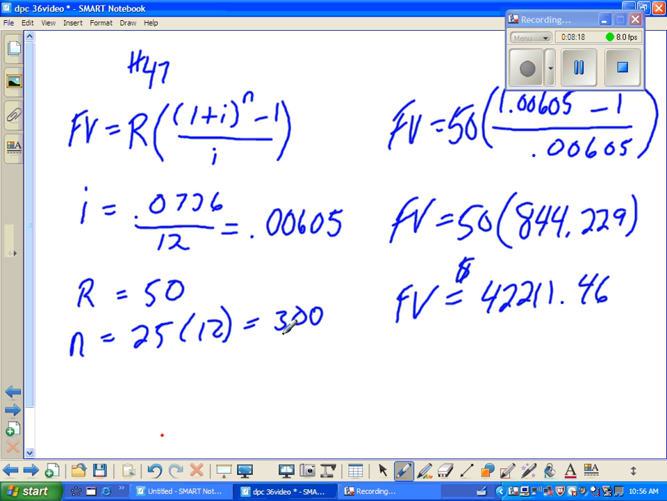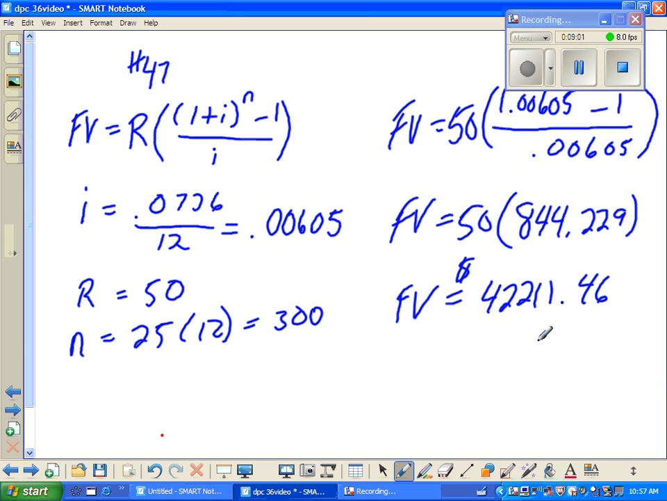When we put that into our formula, we'll have 50 times 1.00605 raised to the 300th power minus 1, all divided by 0.00605. What I would suggest is that you do the part in parentheses first. Try it. Take 1.00605 raised to the 300th power minus 1 and divide by 0.00605. Last, take that answer, 844.229, and multiply it by 50. This gives us the future value of an annuity.